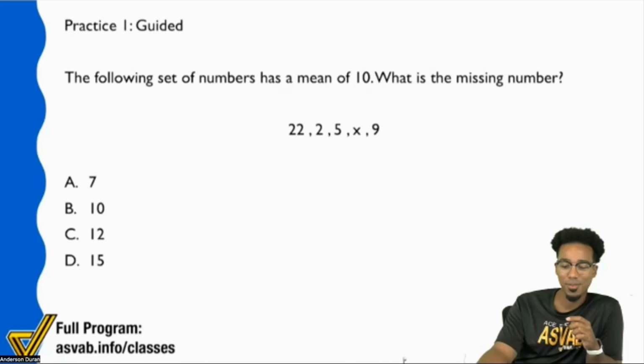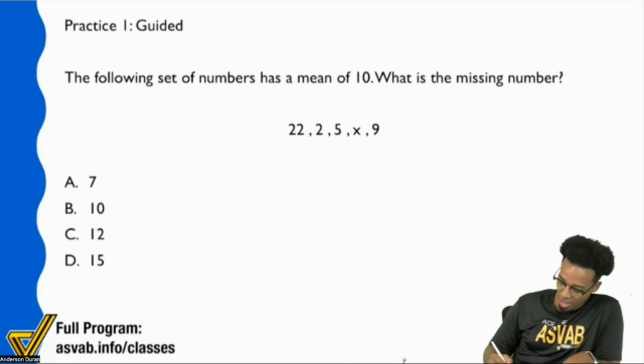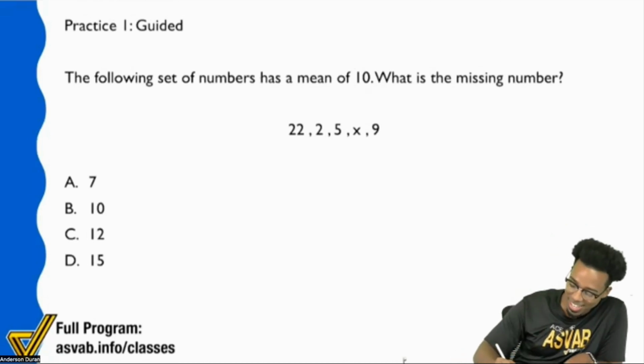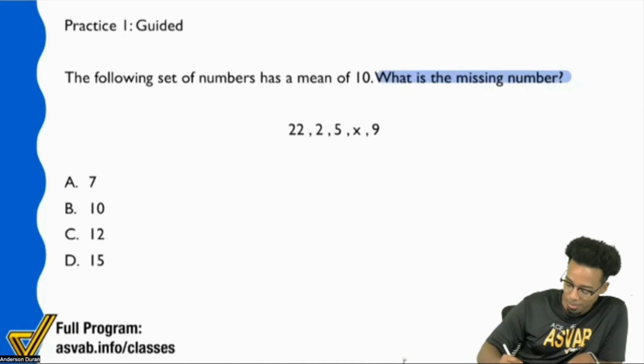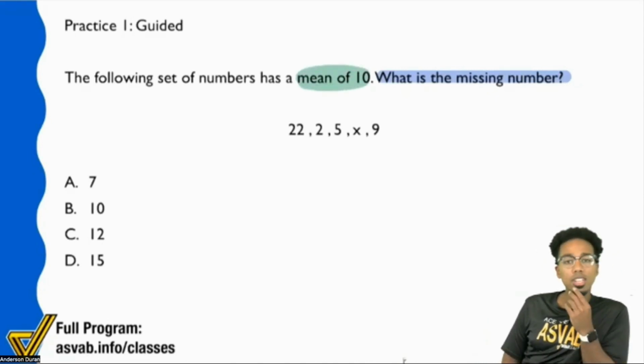False, false, false. Again, we have to make sure we know how to read the question. Here it says, what is the missing number? The mean is given to us, everybody. So let's read this real quick. We are given a mean of 10.